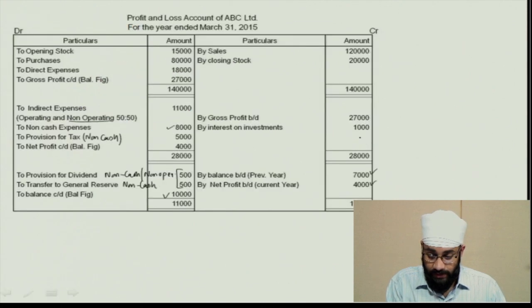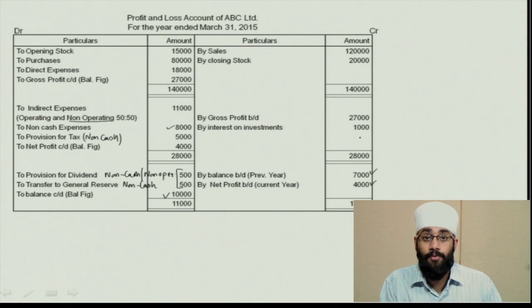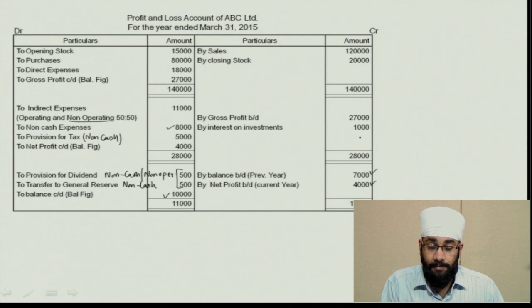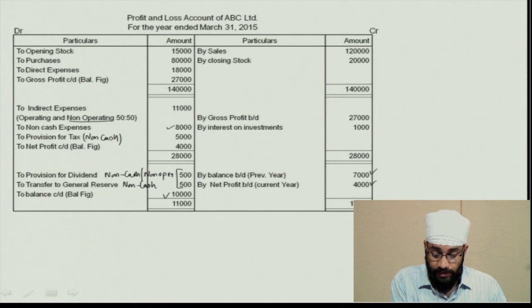And then let's just go through the income statement one more time to ensure that all non-cash items and non-operating items have been taken care of. So in indirect expenses, we have included 5,500, 8,000 is done. Provision for tax has been accounted for, and then you have general reserve and dividends. So everything from the income statement has been taken care of in terms of adjusting the accounting profit of the business.